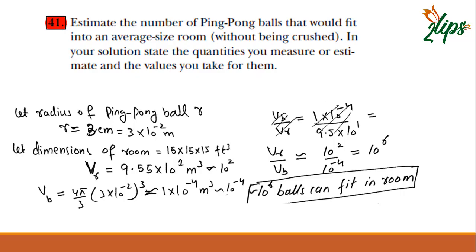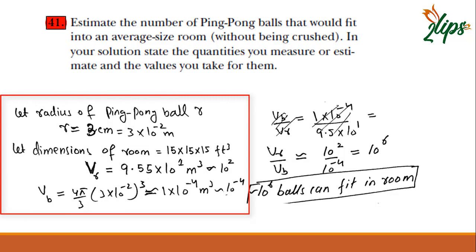So this is problem number 41, and in this problem it is asked to find the number of ping pong balls that would fit into an average size room. So I have never seen a ping pong ball in reality, but I have seen it in a movie. So I can assume that the radius of this ball is approximately 3 centimeter, that is almost 1.5 inches. So this is just a rough estimate. So this is 3 into 10 raised to power minus 2 meter.